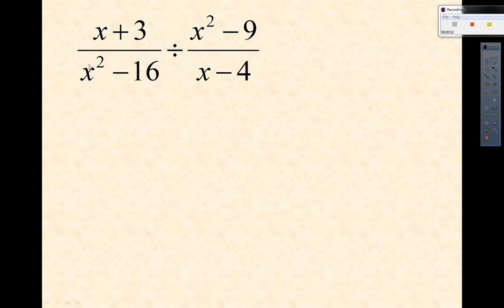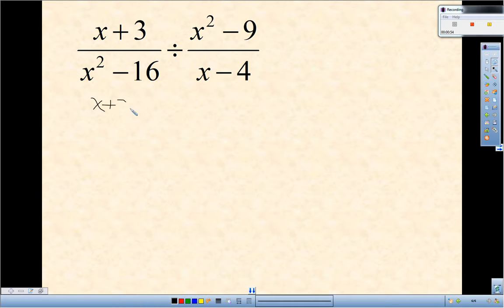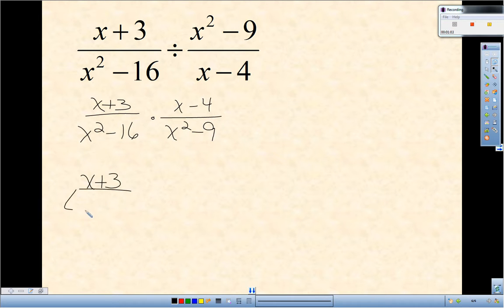For the next one, stay, change, flip again first. So I'm going to have x plus 3 over x squared minus 16 times x minus 4 over x squared minus 9. The numerator of the first one stays the same, but I can factor the bottom one, the denominator, because that's a difference of two squares, into x plus 4, x minus 4.